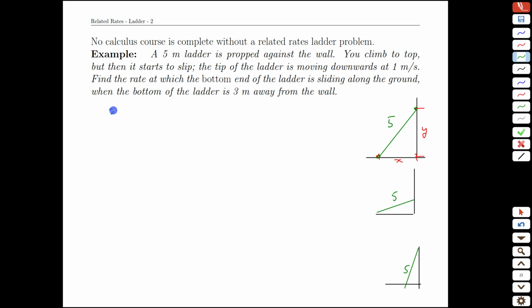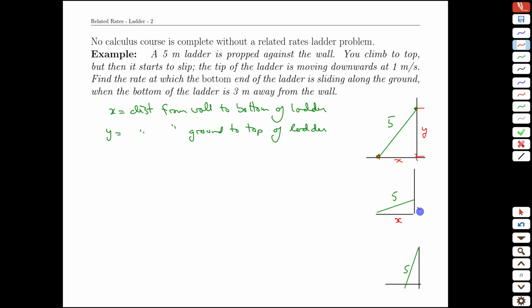Let's put those in words, just to be super clear. x is the distance from the wall to the bottom of the ladder, and y is equal to the distance from the ground to the top of the ladder. All right. Notice we can label those in every scenario here, and what we see quite quickly is we have a Pythagoras relationship going on here. What relationship is always true between these quantities? Well, it's always true that x squared plus y squared is going to equal 5 squared.